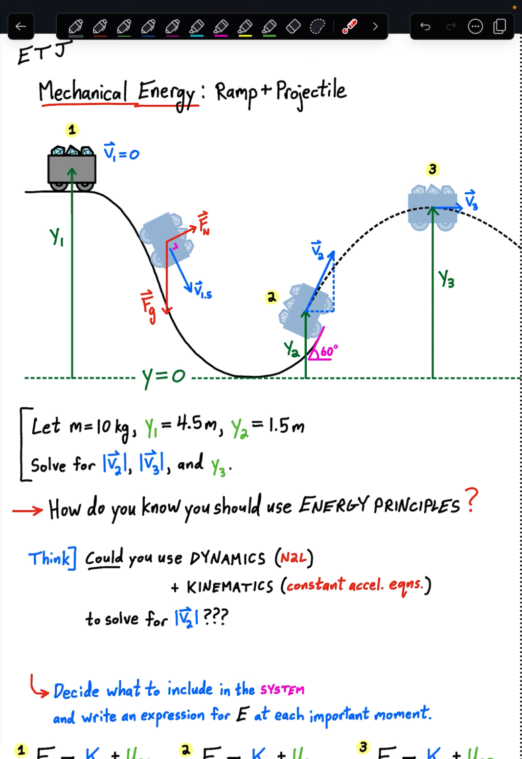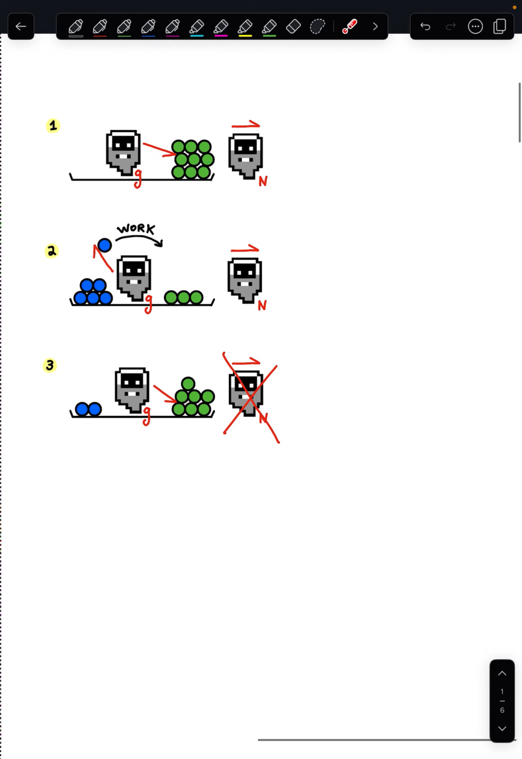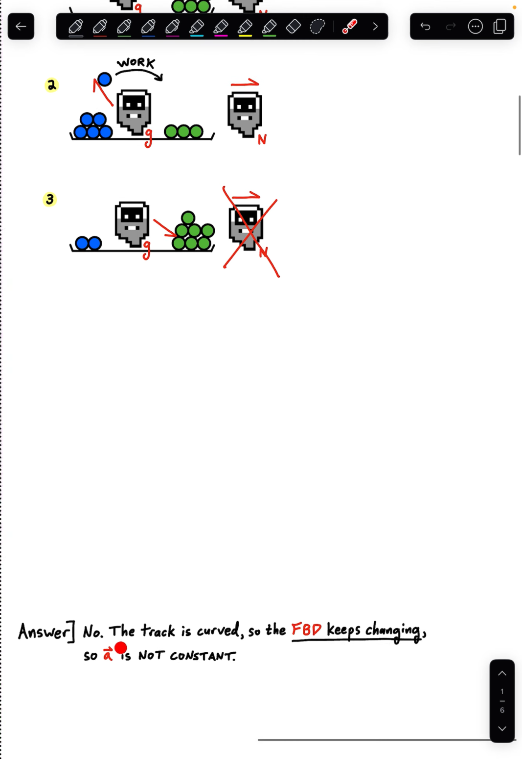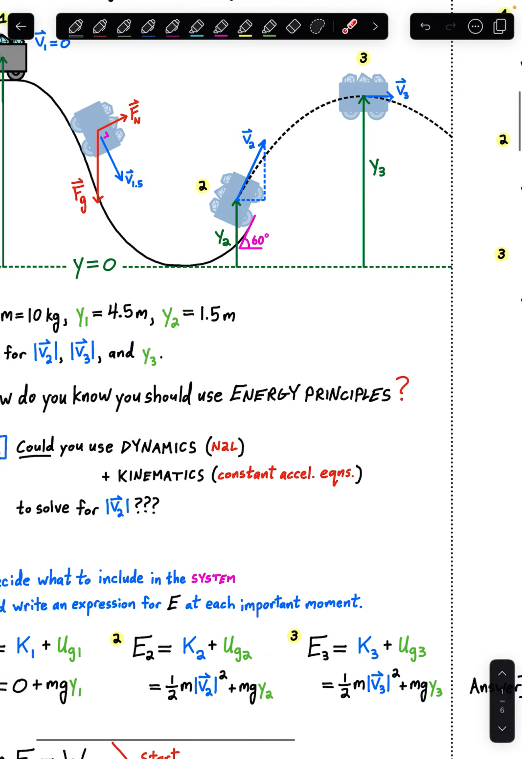Got it? The answer is no. Our track is curved, which means that the free body diagram is going to be changing from moment to moment. And if the FBD is changing every moment, then the forces in N2L are changing every moment, which means the acceleration of the cart is changing from moment to moment on that curved track. The acceleration is not constant.